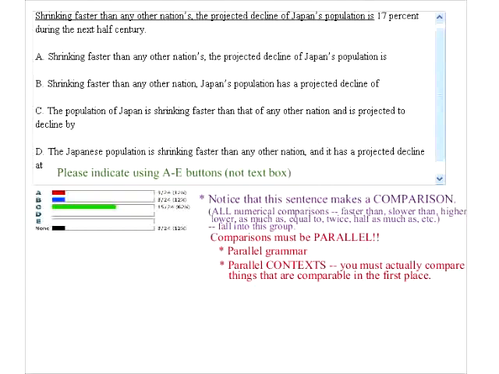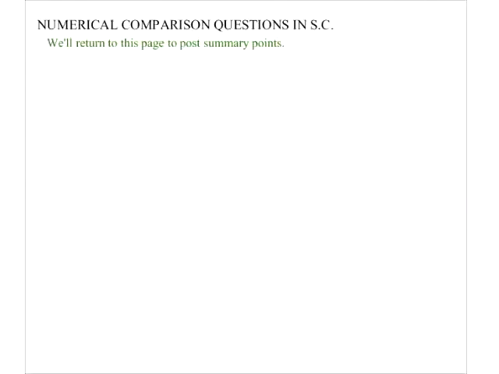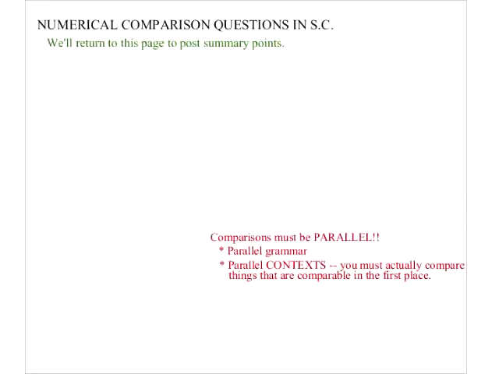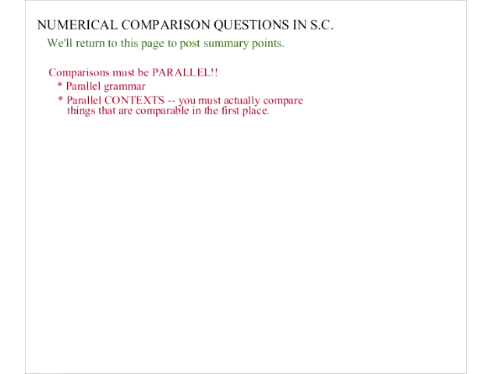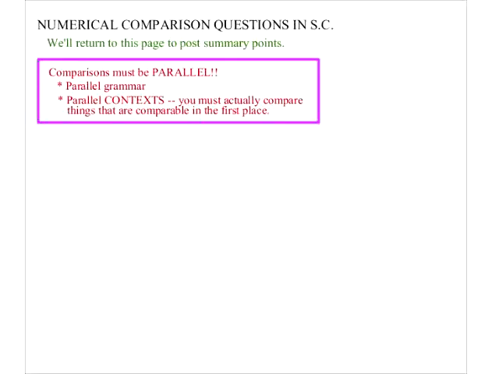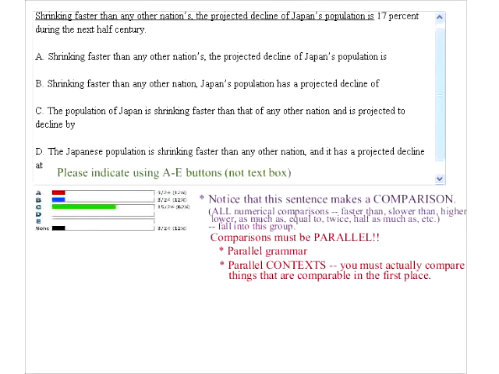So let's put that on the takeaways page over here. First thing we learned is comparisons are parallel. You got to have parallel grammar, but you also got to have parallel context. So this is what's more important. There are a lot more issues with this one. So let's talk about that in this case. Parallel contexts.